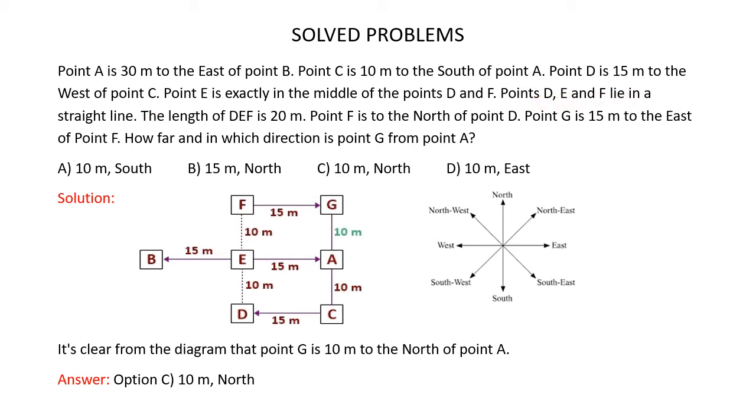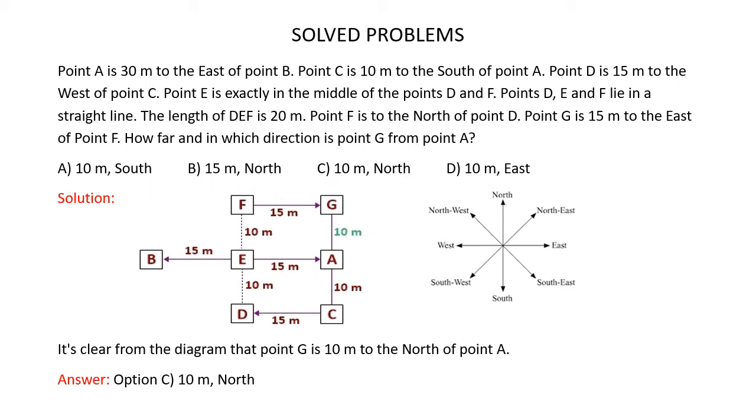The length of DEF is 20 meters. Point F is to the north of point D. Point G is 15 meters to the east of point F. How far and in which direction is point G from point A? You are given 4 options here and you have to find out which of these options is the correct one.